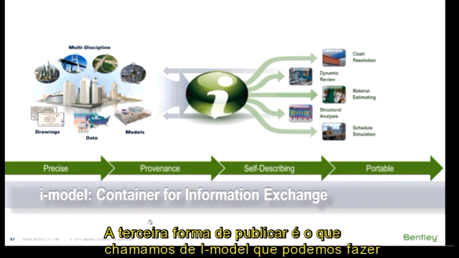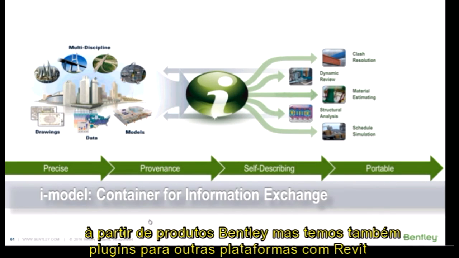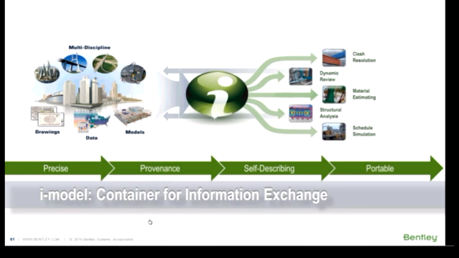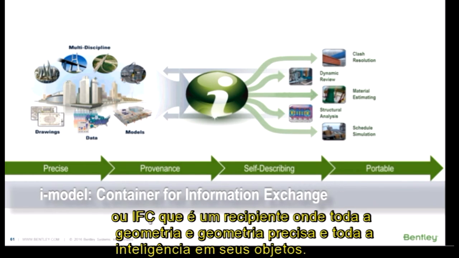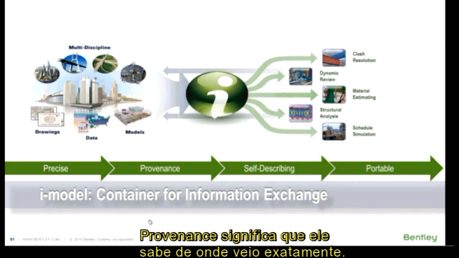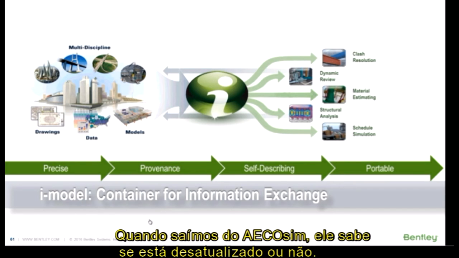The third method we can publish is called an iModel. And what that allows us to do is take from all Bentley products, as well as we have plugins for other modeling software like Revit, or IFCs, that we could be publishing a container that has all the precise geometry and all the intelligence on the objects. And provenance means that it knows where it came from. So when we go from building designer, it knows if it's out of date or not.